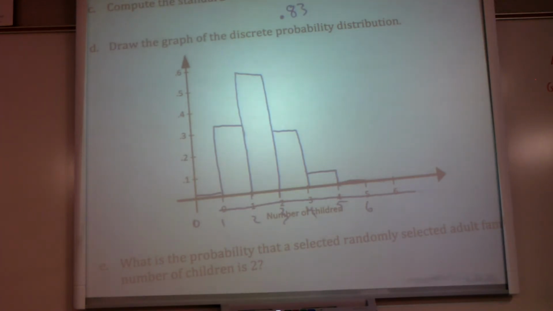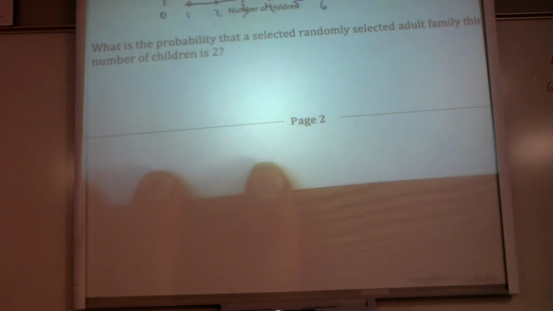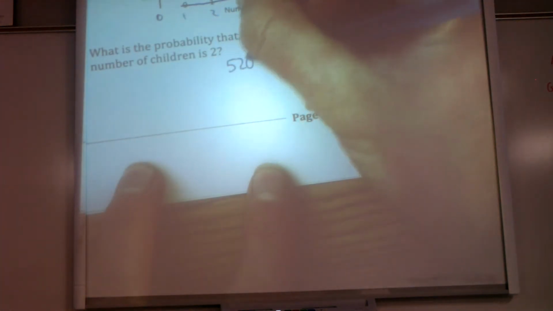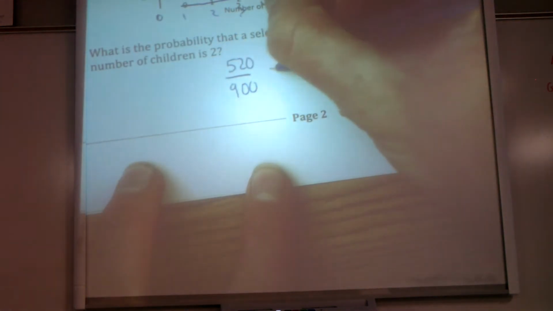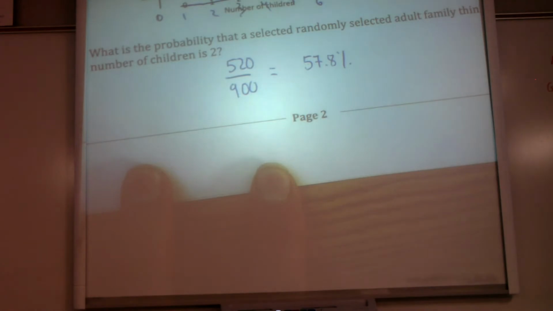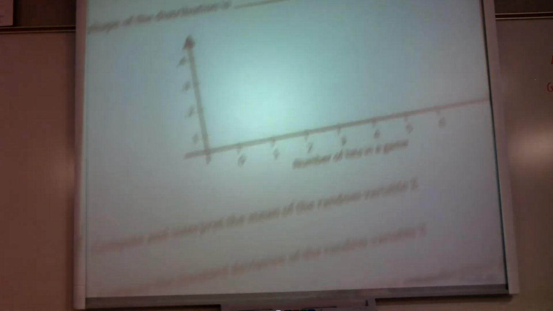Now, last question on here, part E says, what is the probability that a randomly selected adult family thinks that the ideal number of children is 2? Well, how many total people chose 2? That's going to be 520. And our total number is 900. 520 on 900, that's 57.8%. So the probability of randomly selecting someone who thinks 2 is pretty darn likely. It's more than 50%, 57.8. So that's how you work with random variables, find the mean and the standard deviation. Not too shabby, right? All right, we're going to keep on going here.